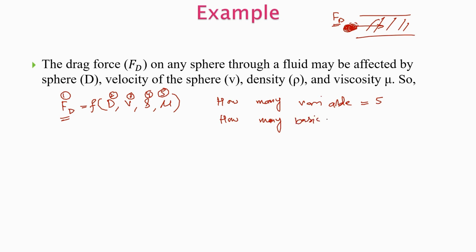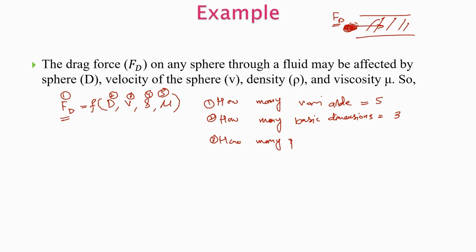How many basic dimensions do we have? Mostly, in most of the cases, this will be 3 because M, L, and T are mostly available in the questions. The third important question follows, and these three are back-to-back questions. If these are missed, you cannot go with the Buckingham Pi method.